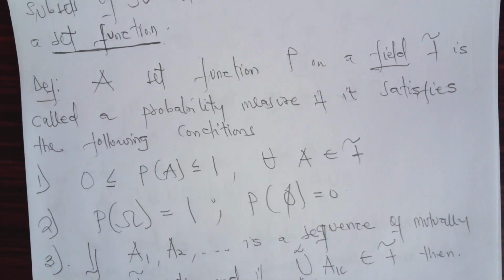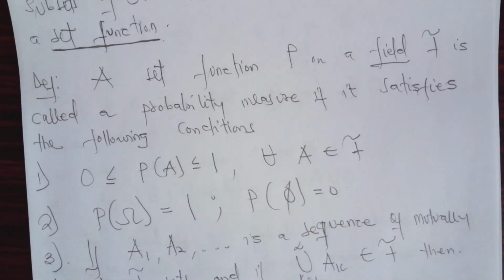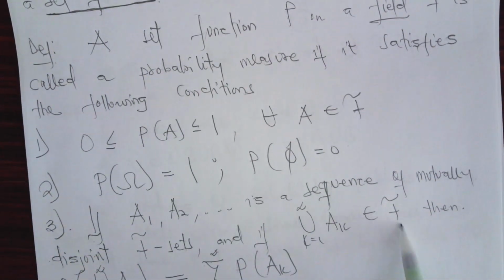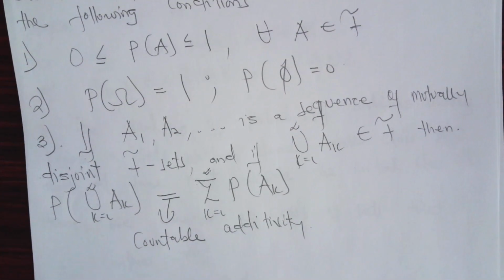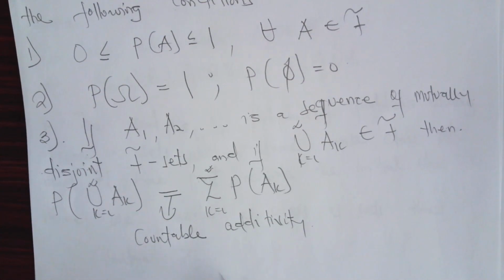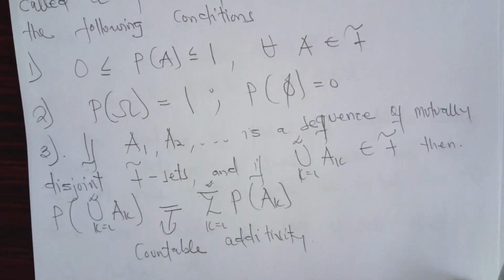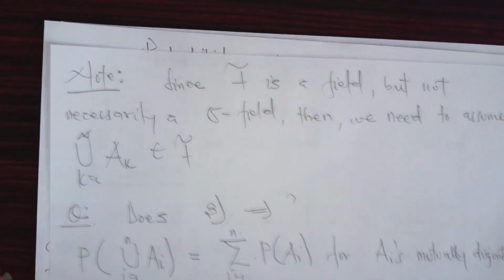If you pick A1, A2 up to infinity, that belong to F, and all these sets are mutually disjoint, then if you have the countable union of them belonging to F, then the probability of the countable union of the AK should be equal to the sum of their individual probabilities. And this is called the countable additivity property of P. So if P satisfies these conditions, then indeed P is a probability measure.